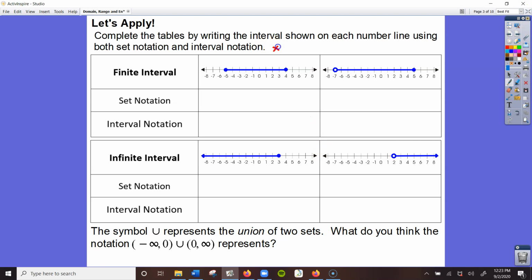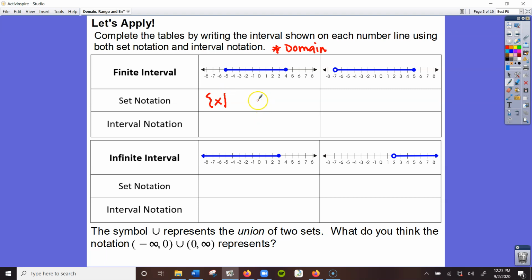we're going to focus with domain, since these are going to all represent x values, and we're going to write each one of these intervals in both set notation and interval notation. So every set notation starts the same way. I would open a bracket, define my variable. We're doing domain, so I'm putting x. You put a bar to signify, okay, I'm done defining my variable.